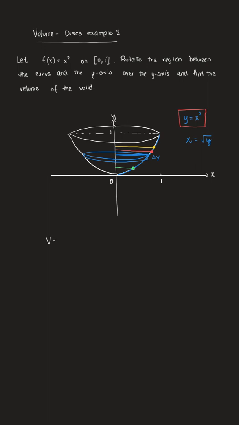So again, volume will be pi times the integral from 0 to 1, since we are integrating vertically. The radius gets squared, so we're going to take our square root of y, which is the radius, and that will get squared, and we're integrating with respect to y. So revolving over the y-axis, or a vertical axis, means we're going to integrate with respect to y. So this is going to give us pi times the integral from 0 to 1 of just y dy.